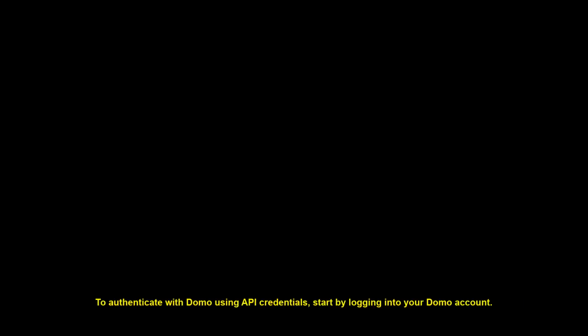To authenticate with Domo using API credentials, start by logging into your Domo account. Navigate to the admin settings by selecting the gear icon in the upper right corner. In the admin settings menu, locate the API section. Click on API to open the API settings.